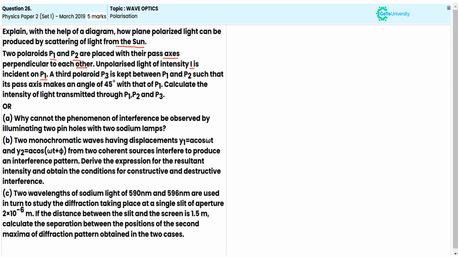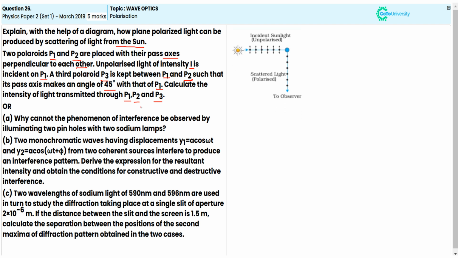A third polaroid P3 is kept between P1 and P2 such that its pass axis makes an angle of 45 degrees with that of P1. Calculate the intensity of light transmitted through P1, P2 and P3. We'll see this one. Okay, we'll see the diagram here.